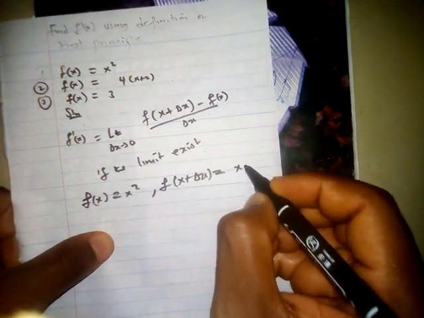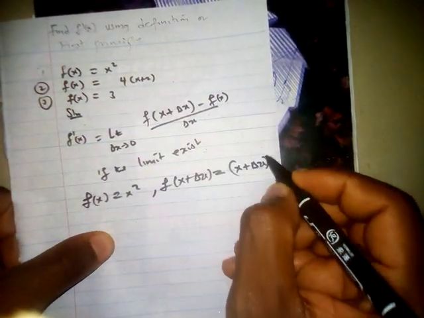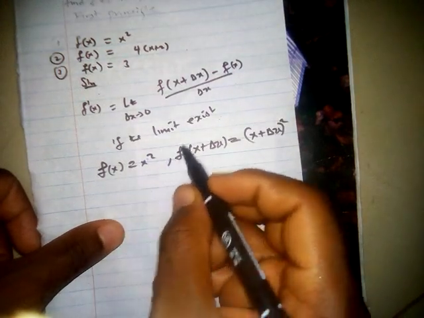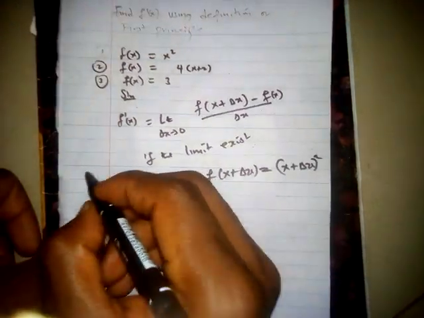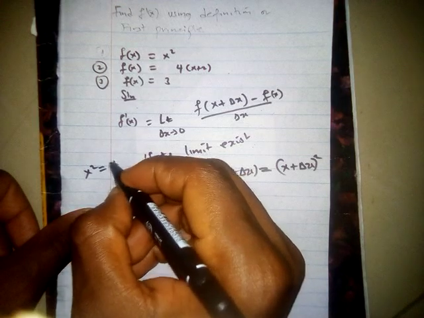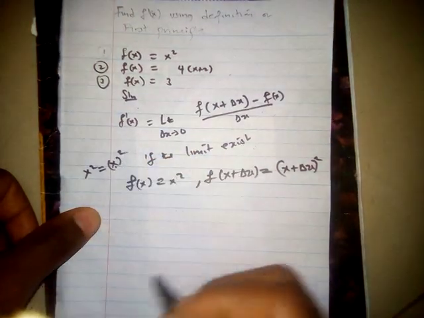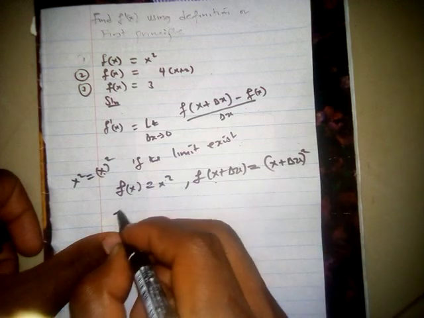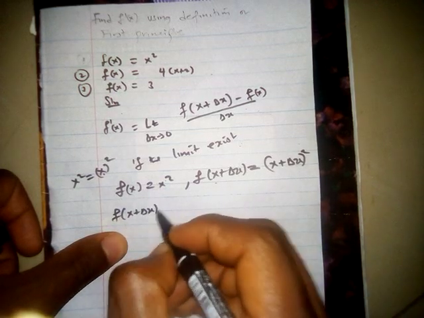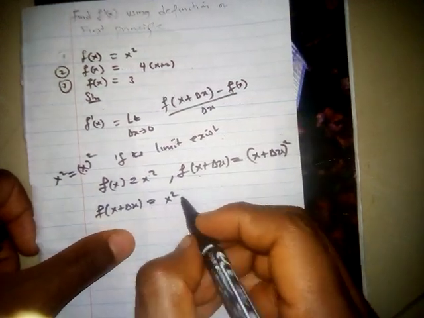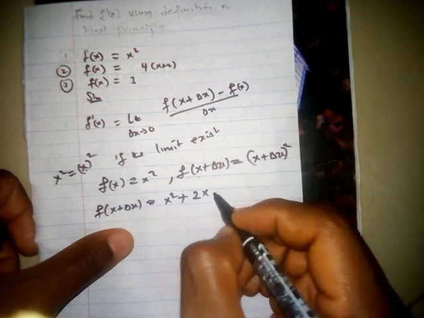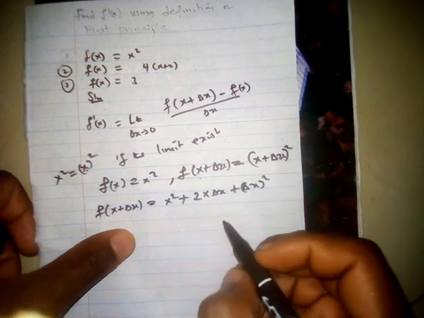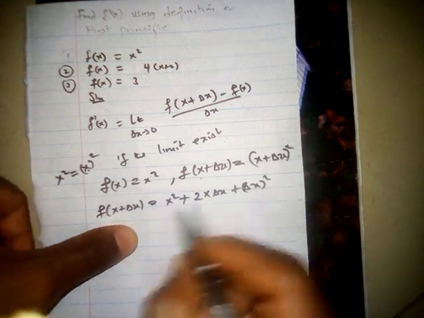So I'm going to have x plus change in x all squared. Anywhere I see x here, I just put x plus change in x all squared. Mind you that x squared is equal to x all squared. Now we expand this function, so we have that f of x plus change in x is equal to x squared plus 2x change in x plus change in x all squared. So we are done expanding this.